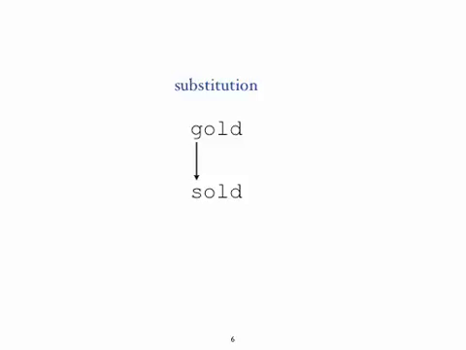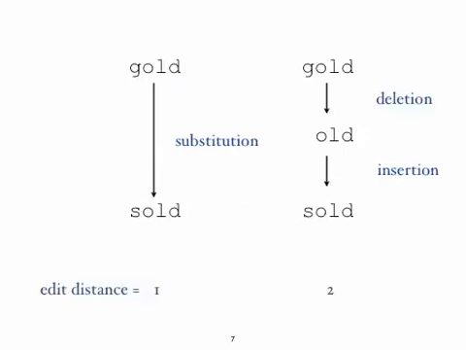Now, if we allow, instead of just insertion and deletion, the substitution operation, then we could go directly from gold to sold in a single step. That would leave us with an edit distance of 1. If we went via the intermediate step of old using deletion and insertion as our two operations, the edit distance is 2.